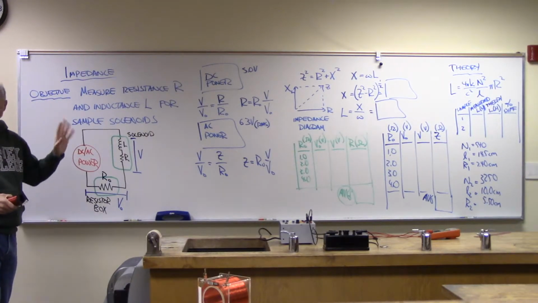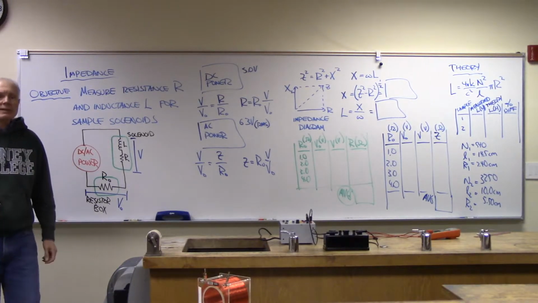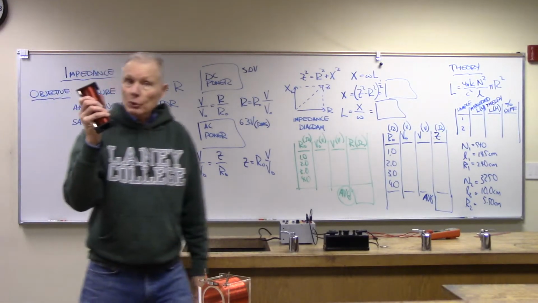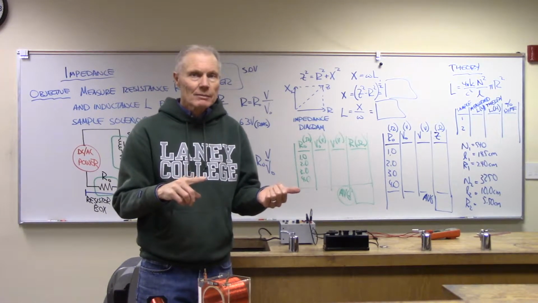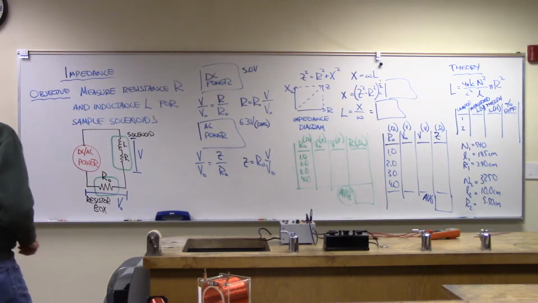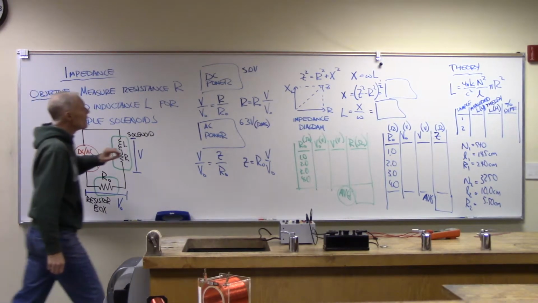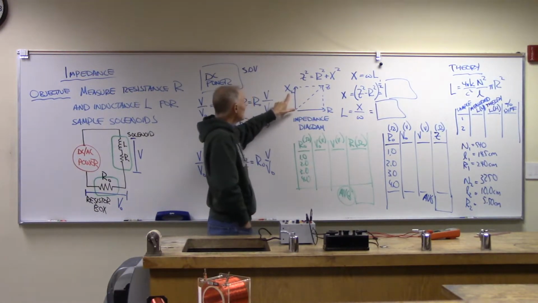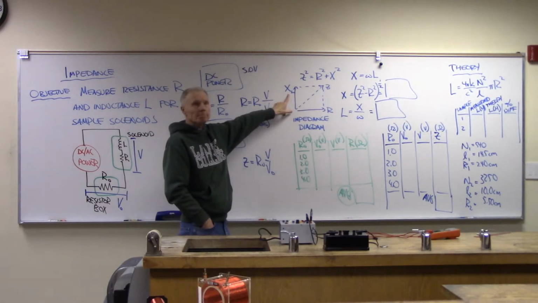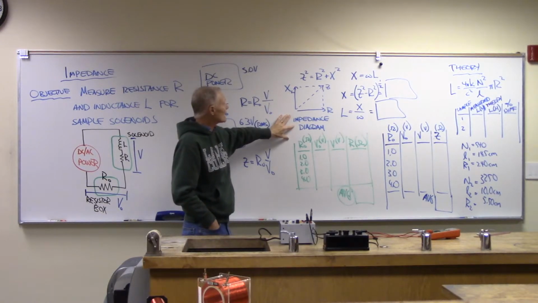So that's easy enough, right? We set up a DC power supply, and we find out how much resistance there is in a solenoid. Now, if we switch over to AC, that complicates things. If we operate this with an AC power supply, then in addition to the resistance, we have what we call inductive reactance. And these are the impedance diagrams that we've been looking at in class.